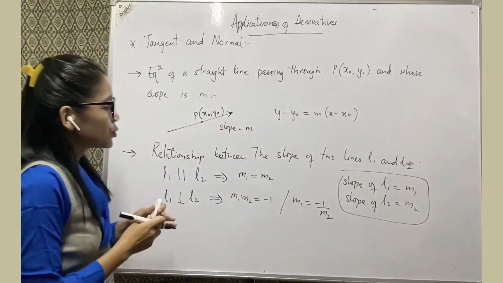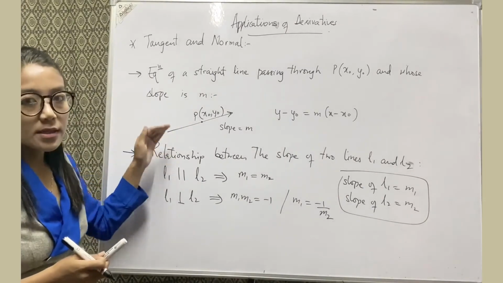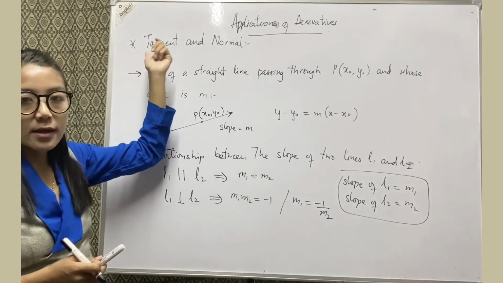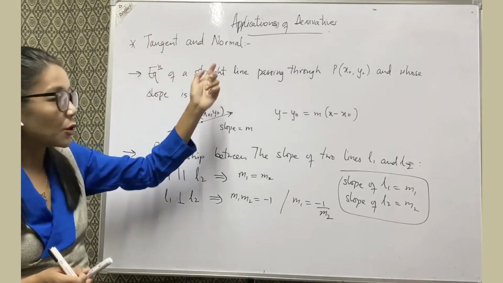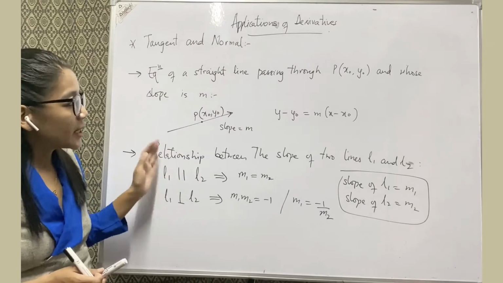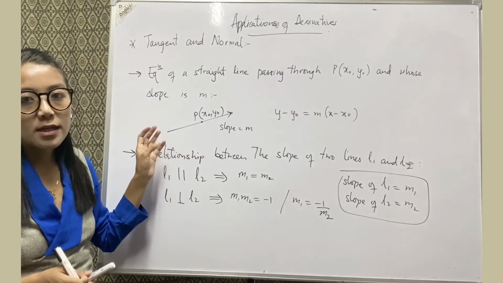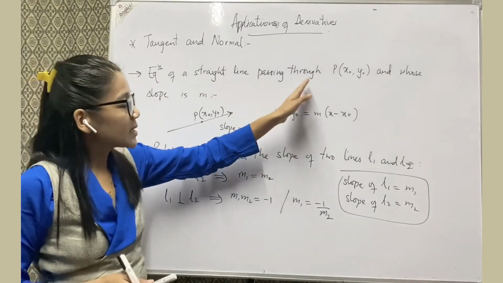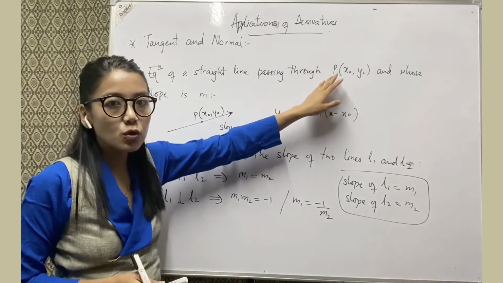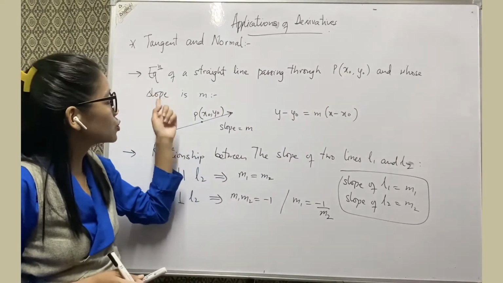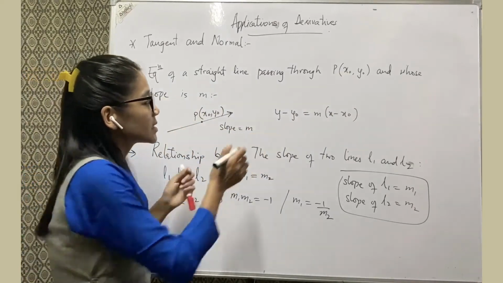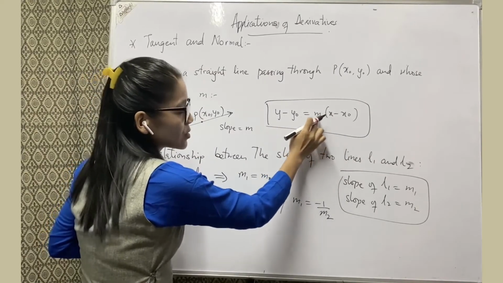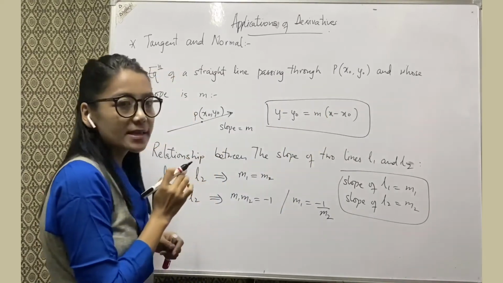Now we need to apply these two things in this topic, finding the equation of tangent and normal. So first you just need to recall all these things which you had studied in class 11 in the chapter Straight Line. That is, the equation of a straight line passing through a point P whose coordinate is x0, y0 and whose slope is m. So the equation is given as y minus y0 equals m into x minus x0.